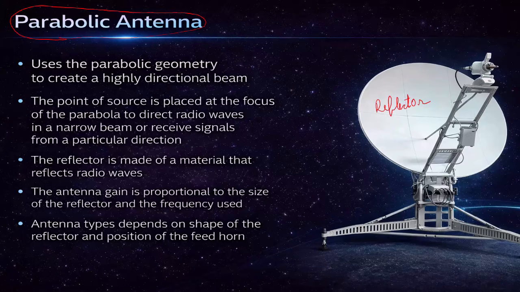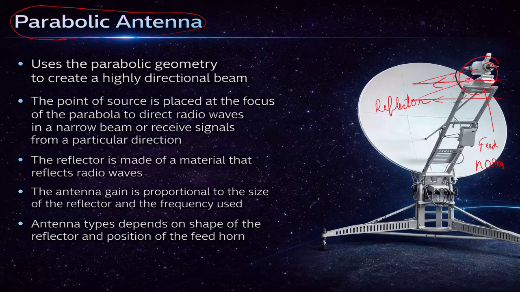This is the feed source, also called the feed horn. It is placed at the focus of this parabola. When radio waves are transmitted, they are reflected off the curved surface and directed into a narrow focused beam. Suppose rays are coming like this, they are focused into this feed horn.